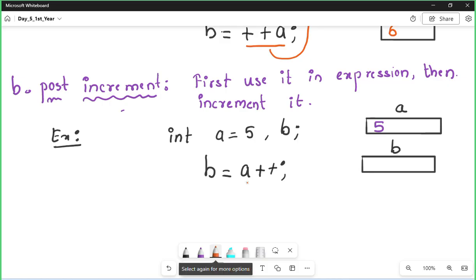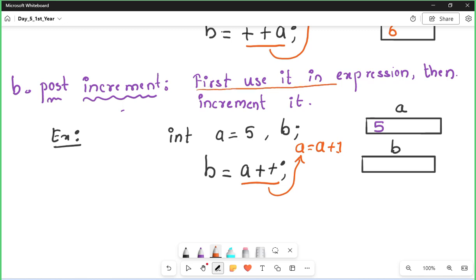So first of all, what is the meaning of a plus plus? The meaning of a plus plus is nothing but a is equal to a plus 1. We need to increment the value of a. Its value will change. Now, according to the definition, first use it in the expression. So first, use the a value and store it into b. If I store the a value 5 into b, b value becomes 5. After that you increment, the a value becomes 6. This is called post increment.